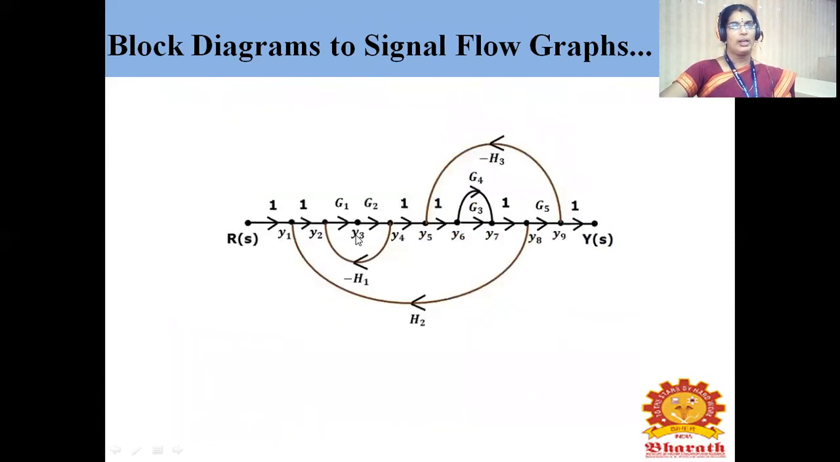It will be clear when I show this diagram. See, first I've taken R of S and then Y of S. From R of S to Y of S, I'm just drawing a straight line.